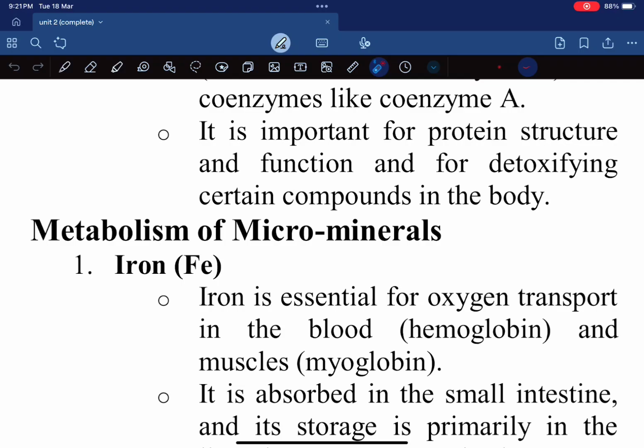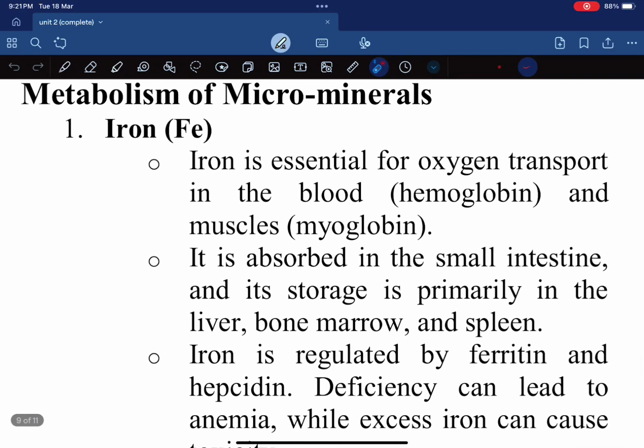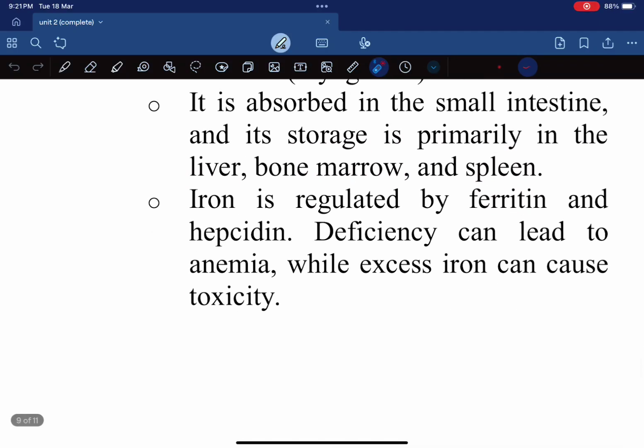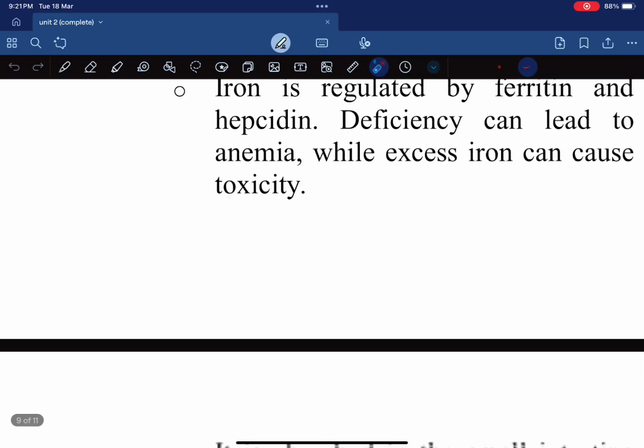Metabolism of microminerals. First, iron. Iron is essential for oxygen transport in the blood and muscles. It is absorbed in the small intestine and its storage is primarily in the liver, bone marrow, and spleen. Iron is regulated by ferritin and hepcidin. Deficiency can lead to anemia, while excess iron can cause toxicity.